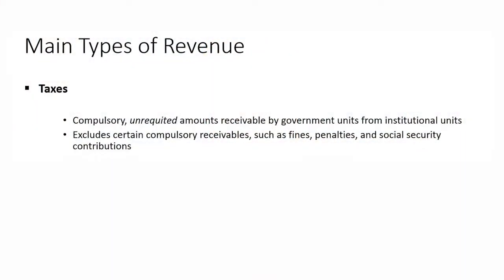It excludes certain compulsory receivables such as fines. Fines are also compulsory if you drive too fast. So no fines, no penalties, and social security contributions are also not. You are obliged to pay this, but there you get some service. But for a speed ticket you are obliged to pay, but you do not get a service. So you can say, well, maybe it's a kind of tax, it's not. There is a certain definition of what are fines and penalties. They should not be included in taxes.